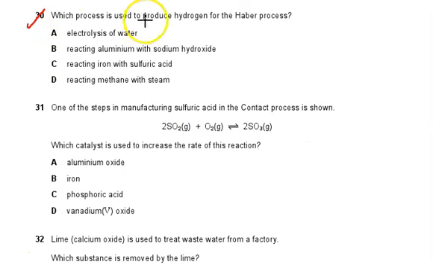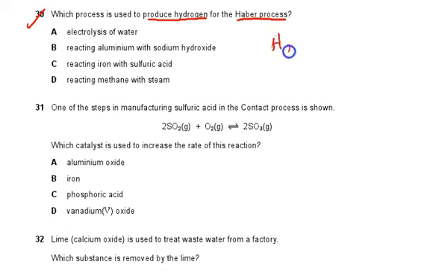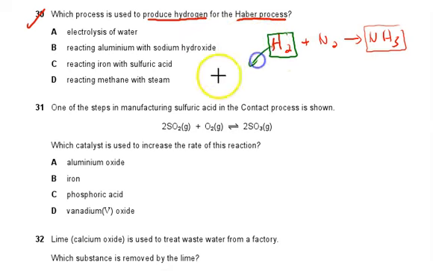Which process is used to produce hydrogen for Haber process? Okay, Haber process is hydrogen plus nitrogen gas to produce ammonia gas. So the question is, how do they produce this as the raw material for this process? So there are only two possibilities. One is electrolysis. Okay, I just write it down over here.